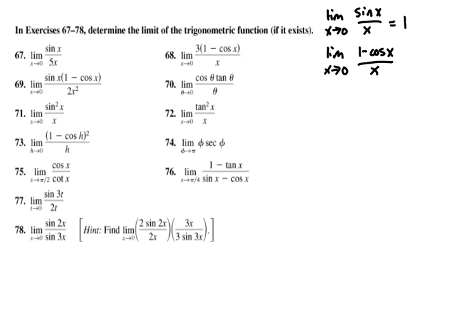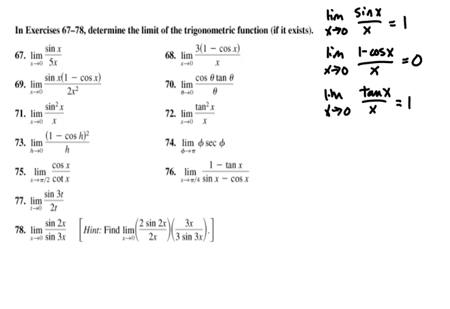And the second one is the limit as x approaches 0 of 1 minus cosine x over x. And again, this only applies for the limit as x approaches 0, and this particular value will be 0. And the third one is the limit as x approaches 0 of tan x over x, which is also 1.